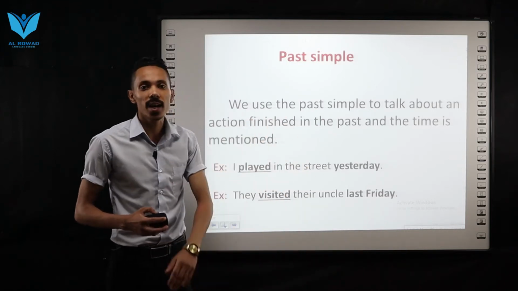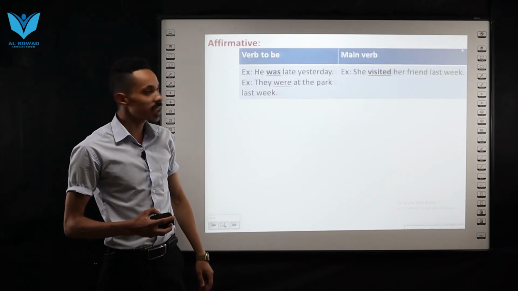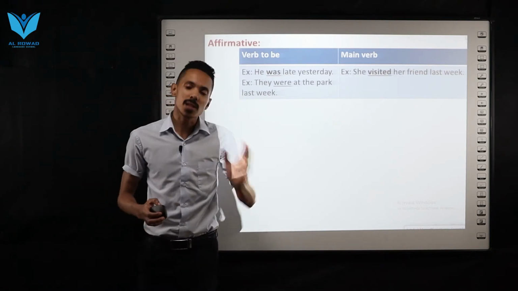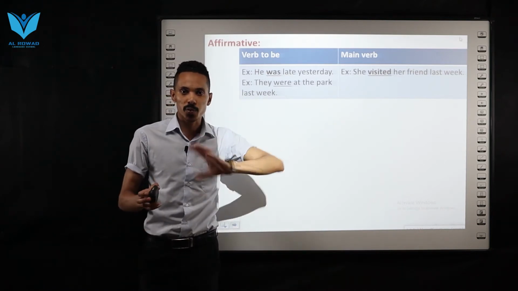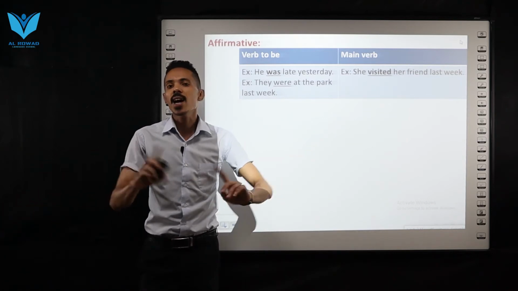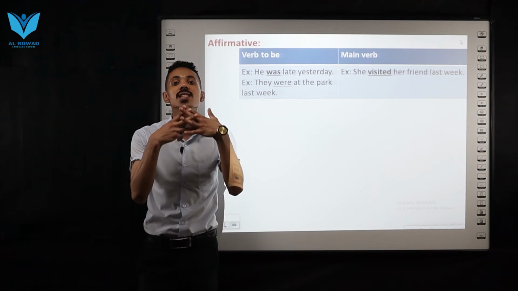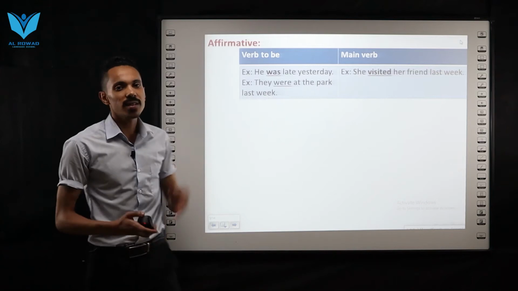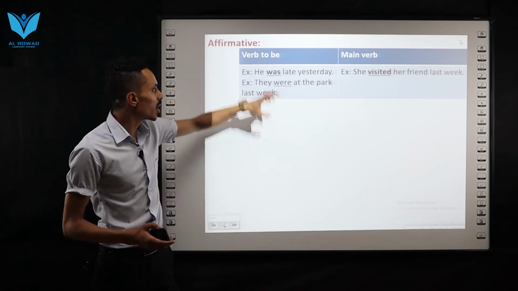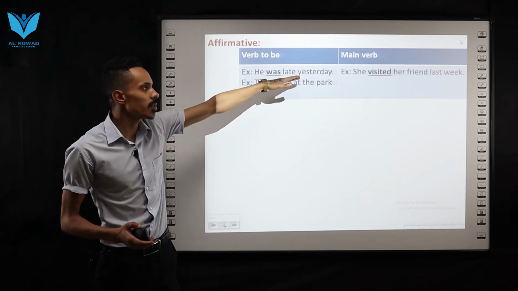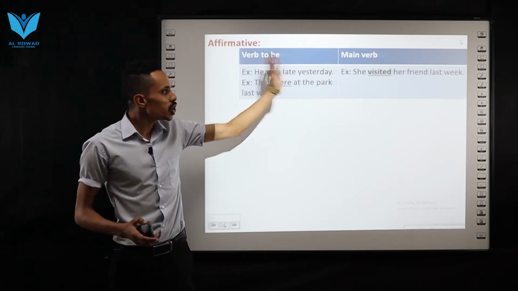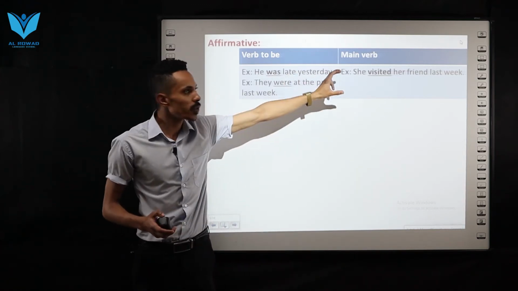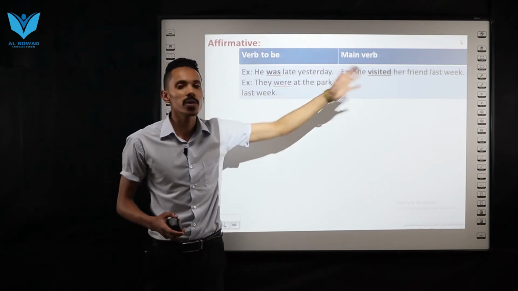So it's last Friday. For other examples here, verb to be, main verb. Like the present simple, the past simple verb is verb to be or main verb. I can't put them in one sentence. So for example here, he was late yesterday. What is the tense of the sentence? Yes, it's a verb to be past simple and the time is mentioned here. For the second one, she visited her friend last week. What is the tense of the sentence? It's main verb past simple and the time is mentioned, last week.